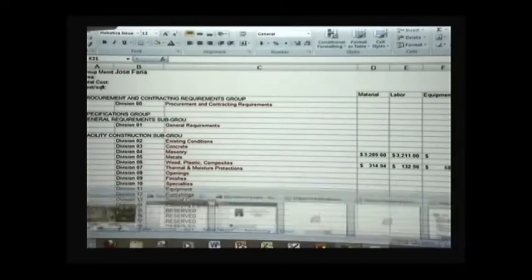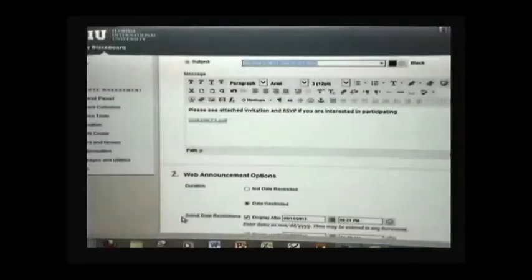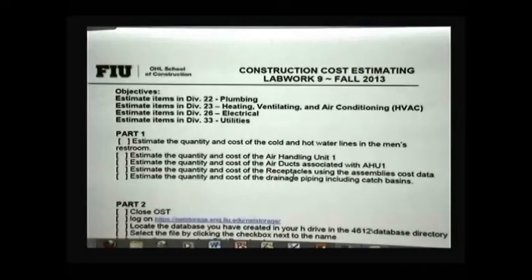Okay, so I guess we can get started with the lab work. Estimate the quantity and cost of the cold and hot water lines in men's room. Is there any volunteer that would like to do this first section?